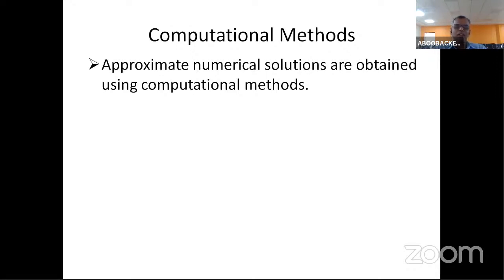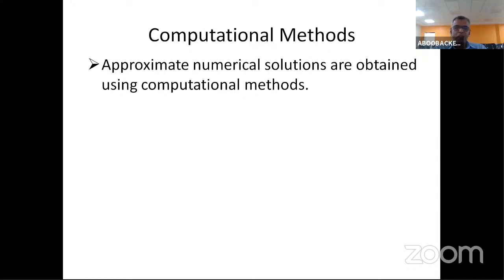points. We will not have the solution at all points within the domain or within the region, but we will have the solution in terms of numbers at selected or predefined points within the domain. Those points we may call grid points or nodal points or nodes, etc.